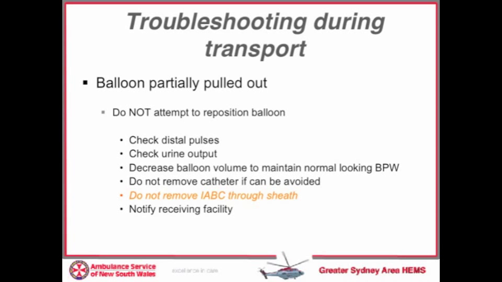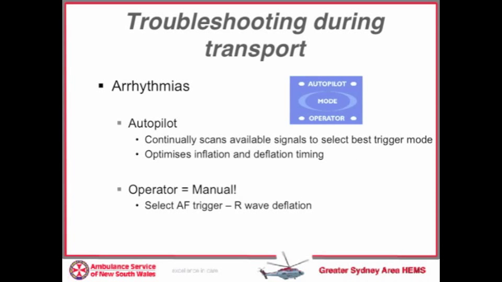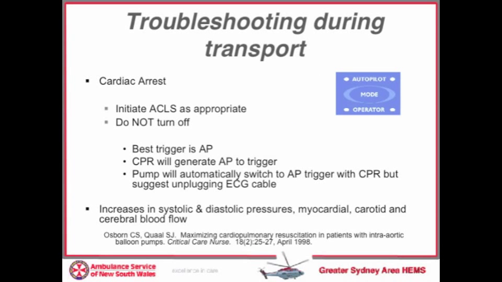The balloon pump volume itself may be manually dialed down in order to maintain a fairly normal looking balloon pump waveform. Should the patient develop an arrhythmia, as long as the pump remains in autopilot mode, it will continue to scan for the best trigger and optimize inflation and deflation timing according to that. If the patient arrests, initiate ACLS as appropriate, but do not turn the pump off. CPR will generate an AP signal and the balloon pump will continue to pump and augment your CPR.